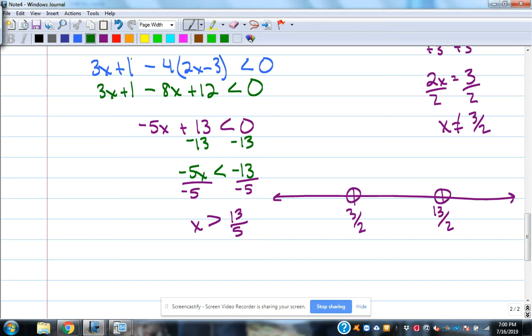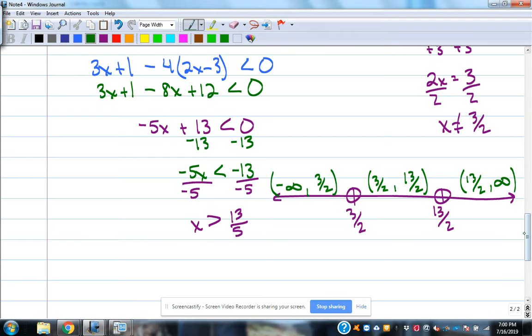So what I do is I think about the intervals on that number line. I know that this is negative infinity up to 3 over 2. And I know that this is 3 over 2 to 13 over 2. And this is 13 over 2 to infinity. Those are the intervals where I've got to pick test points from. Okay.